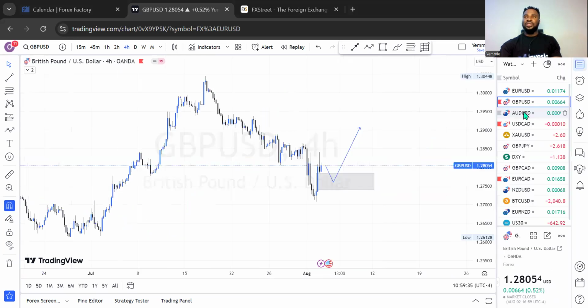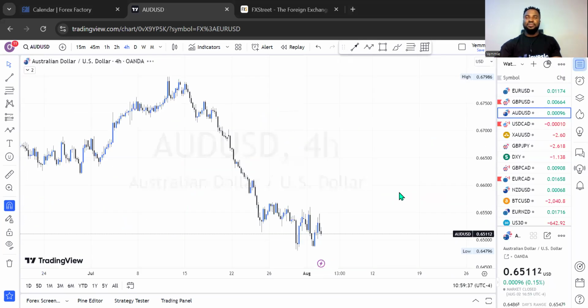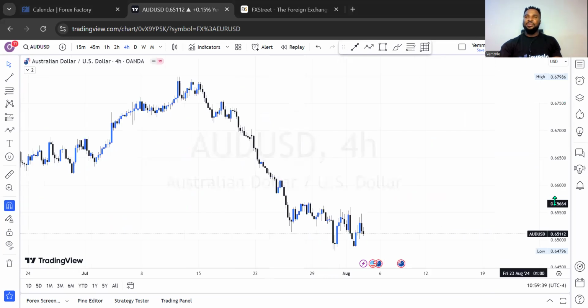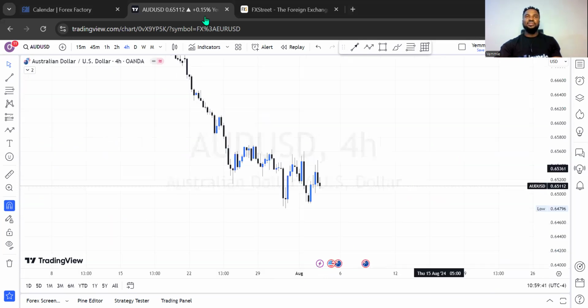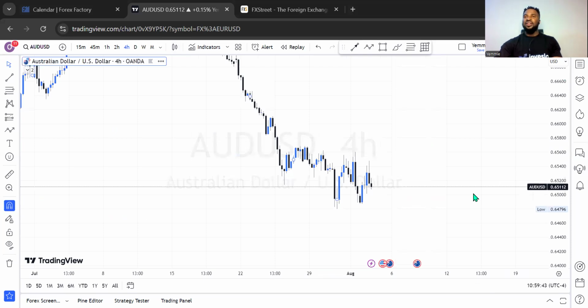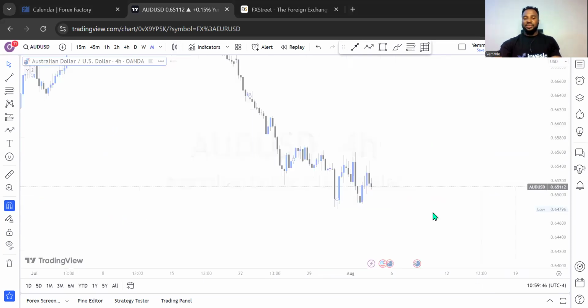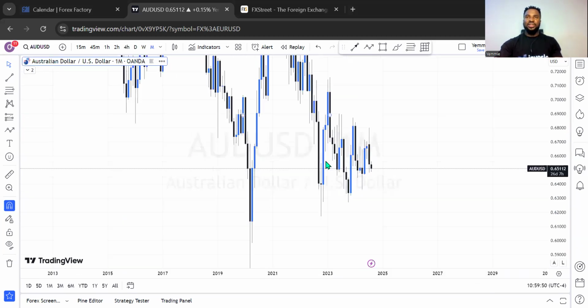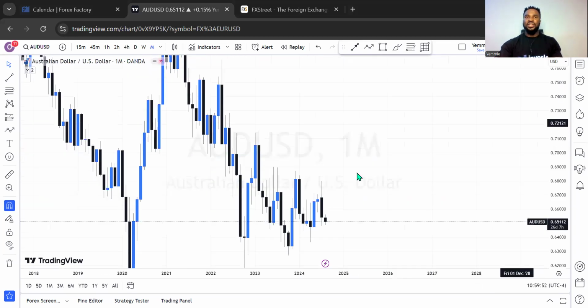Let's go straight to the AUDUSD. AUDUSD happens to be a bearish candle for the last month. Okay, sorry, this is the 4 hours. Let me check it to last month. All right, so this is a monthly outlook on AUD US dollar.